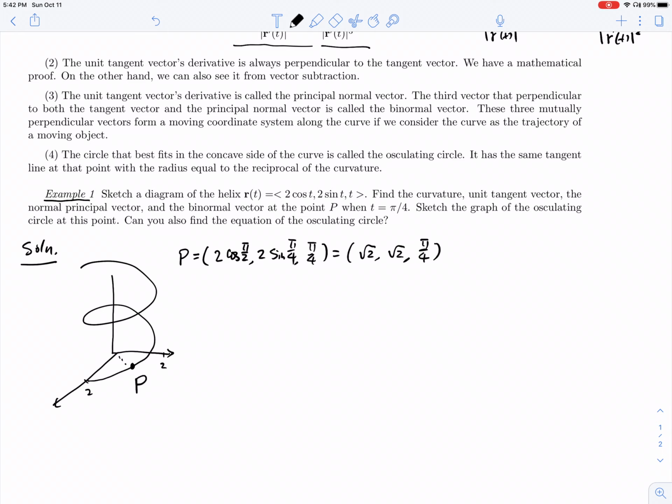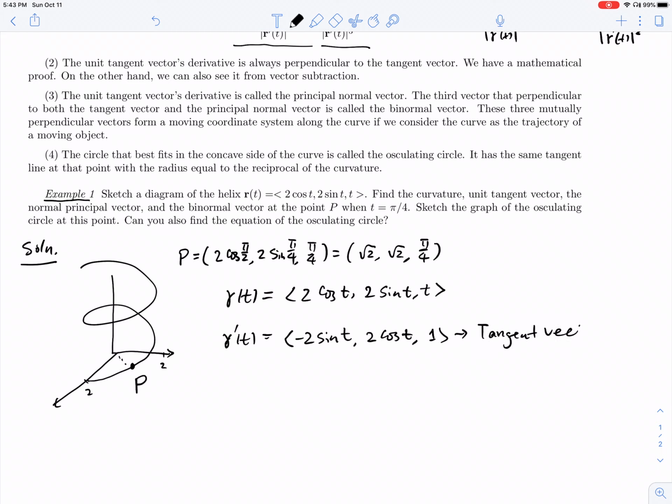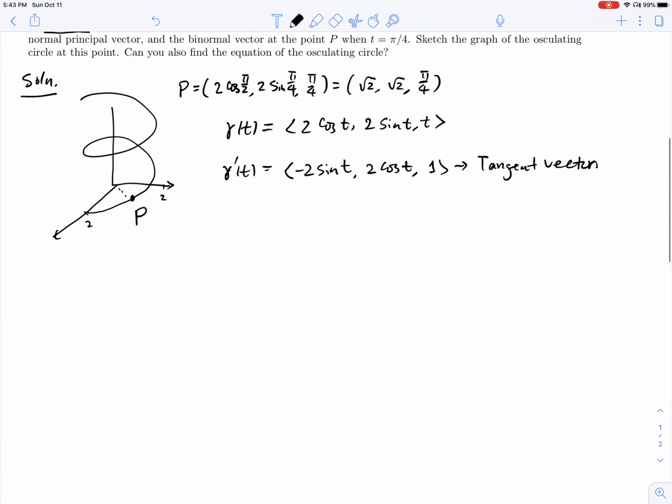Quite a lot of things to find, but the way we start over here is look at r prime of t. r of t is 2 cosine t and 2 sine t and t, right? So we take the derivative, and that will give us the tangent vector. So this is going to be negative 2 sine t and 2 cosine t and 1. So this one over here is tangent vector, but it's not the unit tangent vector yet.